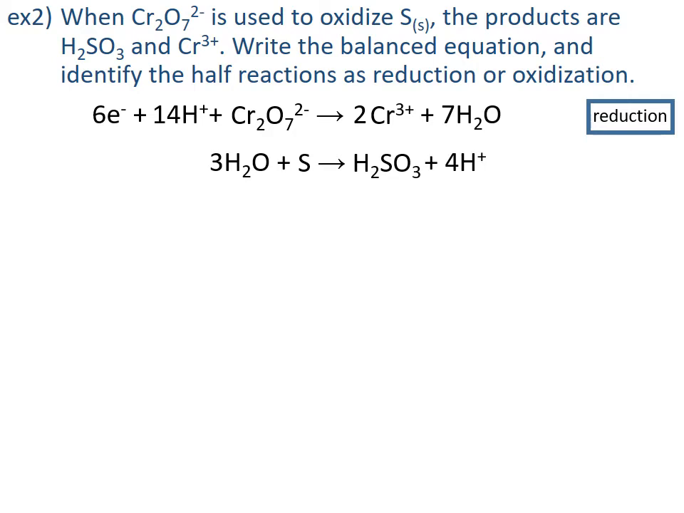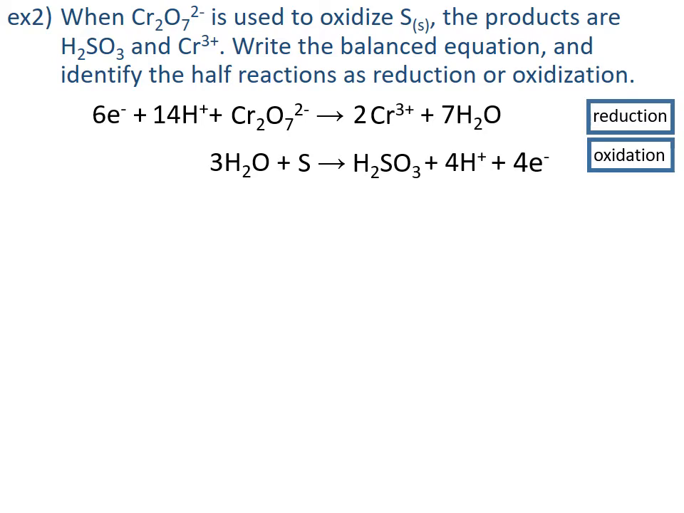To balance charge, I don't have anything with a charge on the left. On the right-hand side, I have a plus 4 charge. So to balance charge, I will add 4 electrons to the right-hand side. Now both sides are equal to 0. The electrons here are leaving the reaction. Leaving is losing electrons, oxidized. So this is an oxidation half reaction.